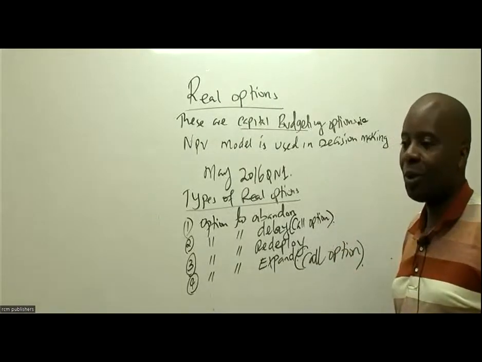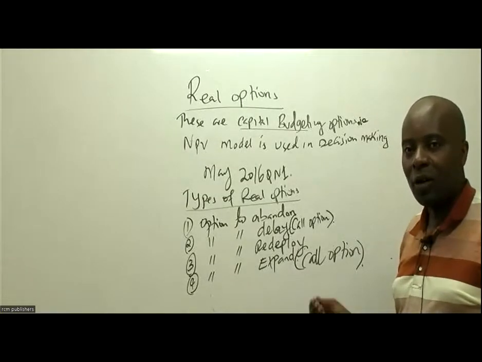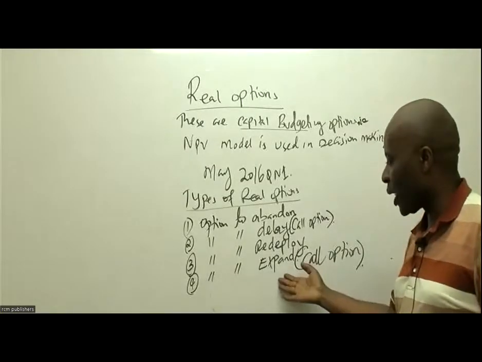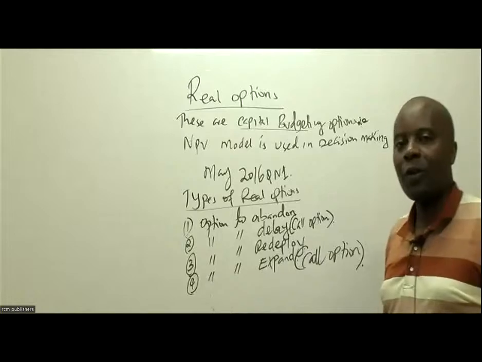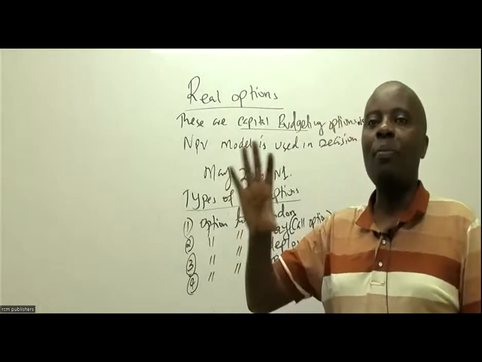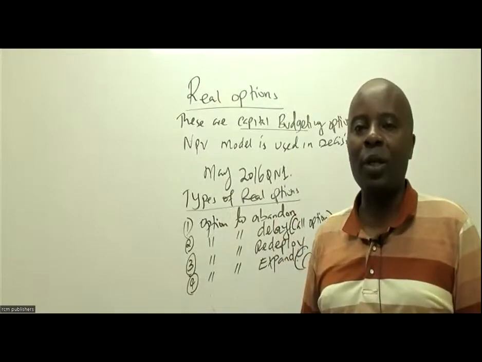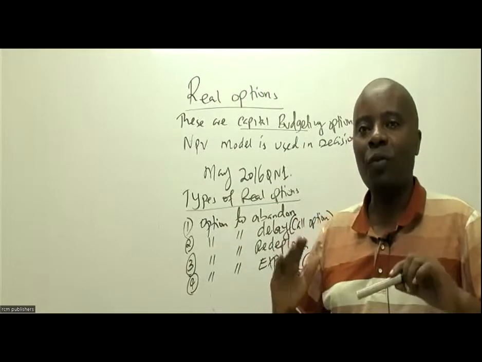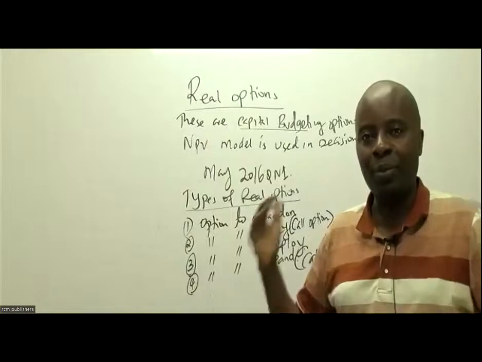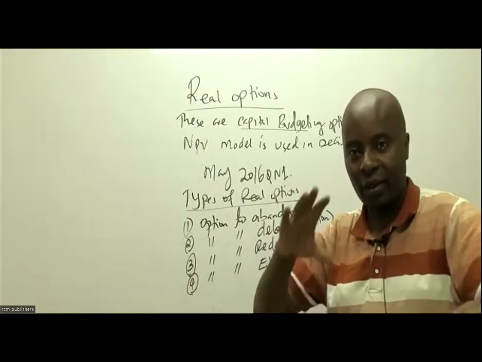How about the option to abandon? Abandonment is the opposite of expansion. When you are expanding, you are buying. For example, those who believe in polygamous marriages, when you talk of expansion, you're bringing more people into your family. You're bringing in more people because you pay dowry. So you're buying. It's a call option.